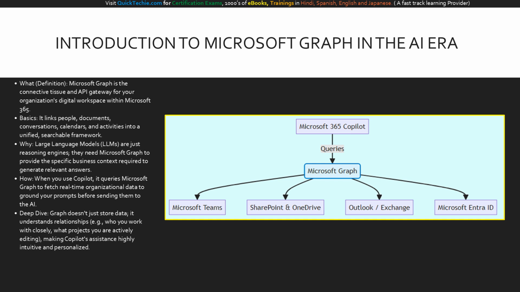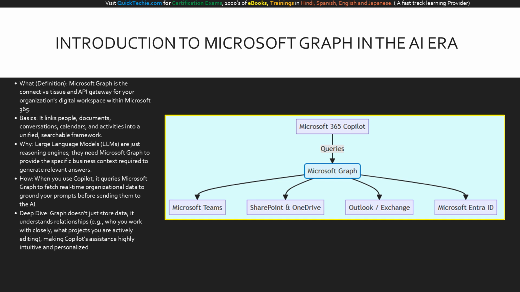Why is this vital for AI? An AI language model on its own is just a generic reasoning engine. It knows how to write, but it does not know your business. By integrating with Microsoft Graph, Copilot delivers insights grounded in your real, everyday business context. How does it do this? Copilot queries Graph to securely fetch your organizational data the moment you ask a question.